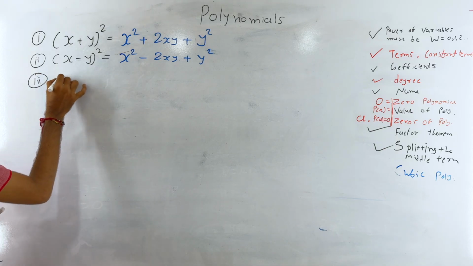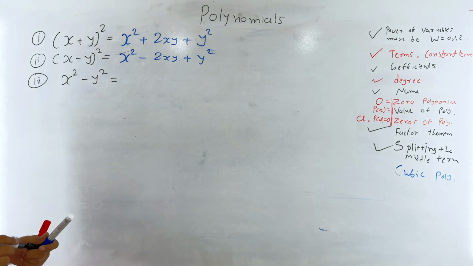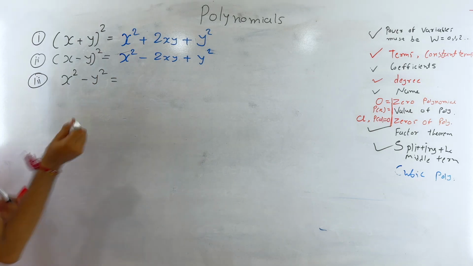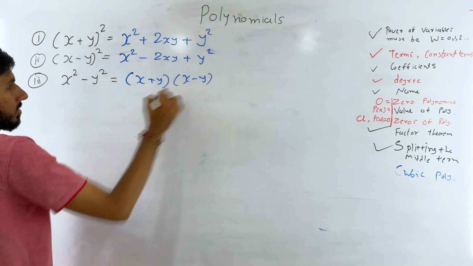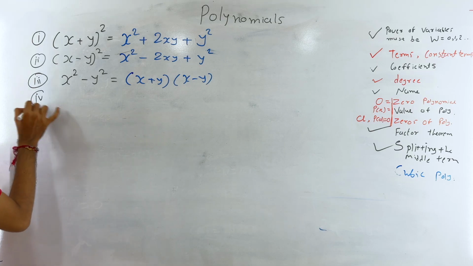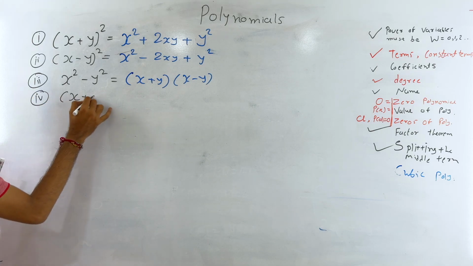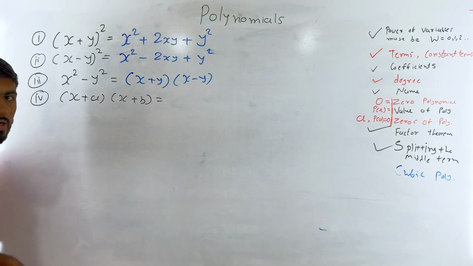Now third one, that will be x square minus y square. You have used this identity many times in standard 8, right? What will be your answer? Your answer will be (x plus y) and (x minus y), right? Very easy. Now fourth one is, what if you have (x plus a) and (x plus b), right?